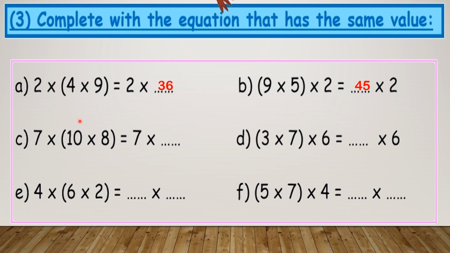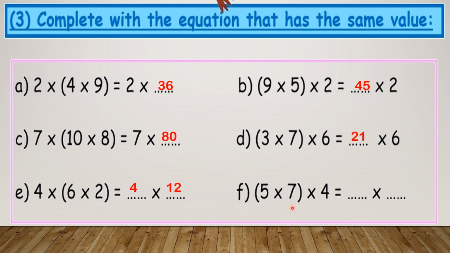7 by 10 by 8 will give you the same result as 7 by 80, because 10 by 8 is 80. 3 by 7 by 6 will give you the same result as 21 by 6. 4 by 6 by 2 will give you the same result as, if you put 4 outside the bracket and you multiply these two numbers inside the bracket together, so 2 by 6 will give you 12. So 4 by 12 is the same result as 4 by 6 by 2.